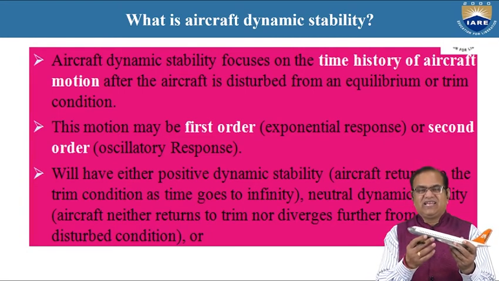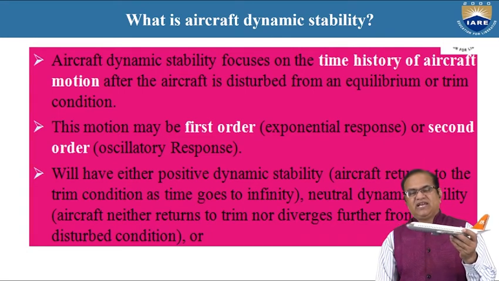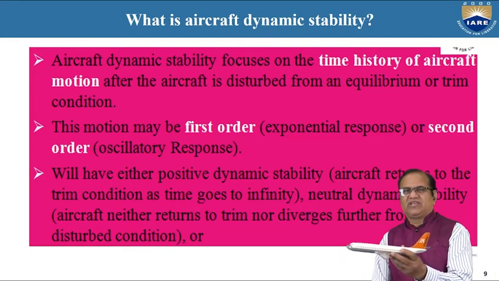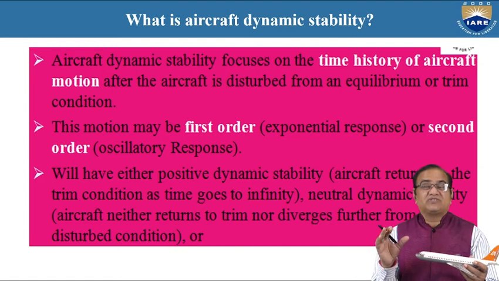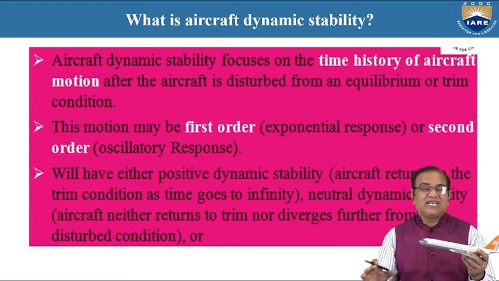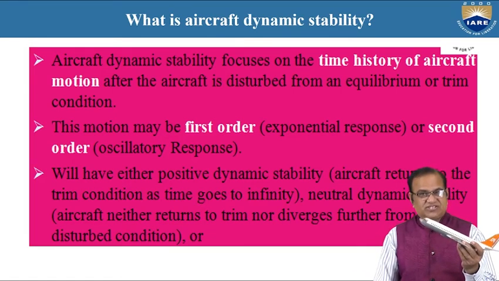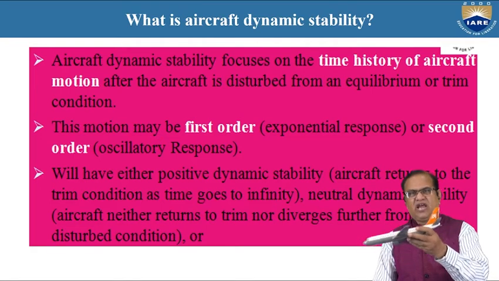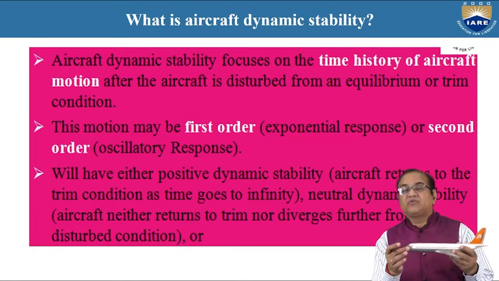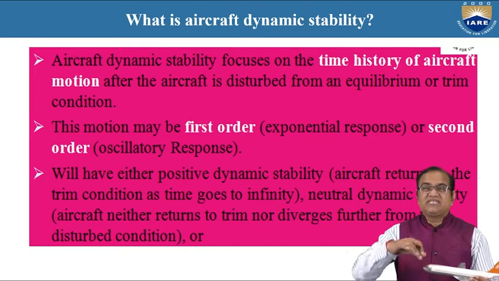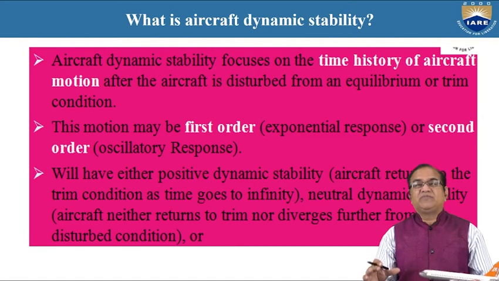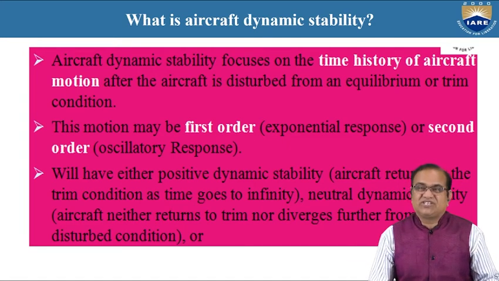So we can see that if the aircraft is disturbed, it comes back in one go and starts going, then it is a first order exponential response. But mostly that does not happen. It is disturbed, it will go like this and come back like this, and after some time it will come to its equilibrium position. Means it will have oscillation. If oscillations are there, it means this is a second order oscillation response.